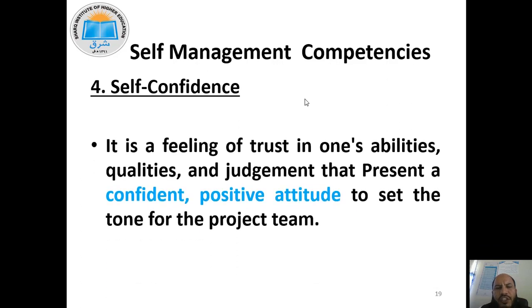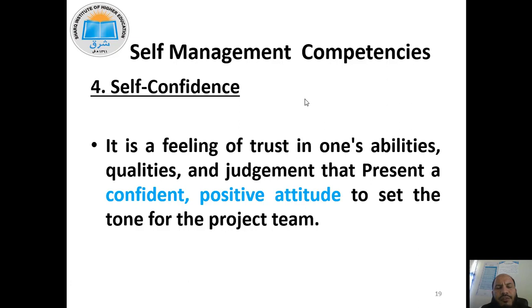The last among the 5 steps: we have discussed the business achievement competencies. We have explained the problem solving competencies, the influential competencies, and the people management competencies. The last competency is the self management competency. Now we will explain self management competencies. What does self management competency mean? So he should have self confidence. The project manager should have a feeling of trust in his abilities, his qualities, and judgment that presents a confident, positive attitude to set the tone for the project team.